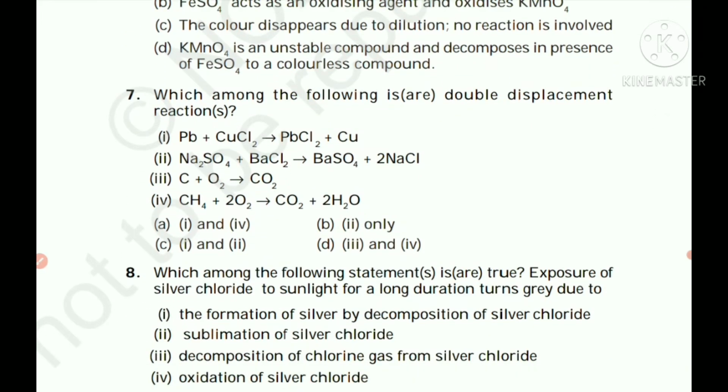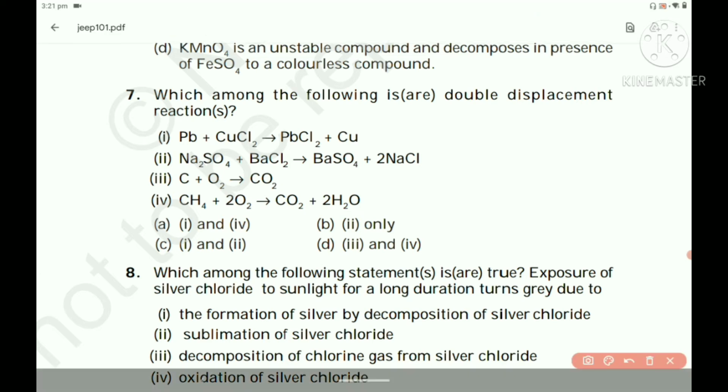Next, which among the following is or are double displacement reactions? Double displacement reaction you're already aware of. First one, what is happening? It's a single displacement reaction, right? Lead is occupying the position of copper. Copper is being displaced. Only one is being displaced, so it's a single displacement reaction. Remove the options with one. So it should be either 2, 3 or 4, obviously.